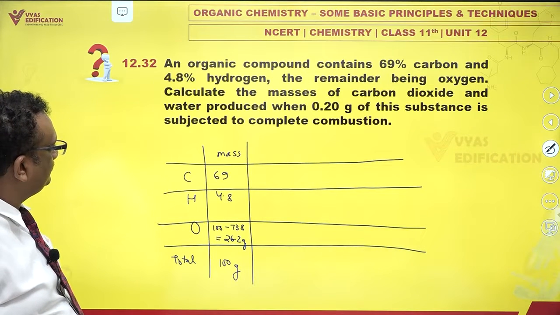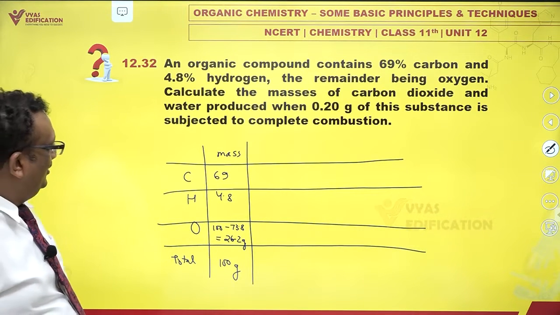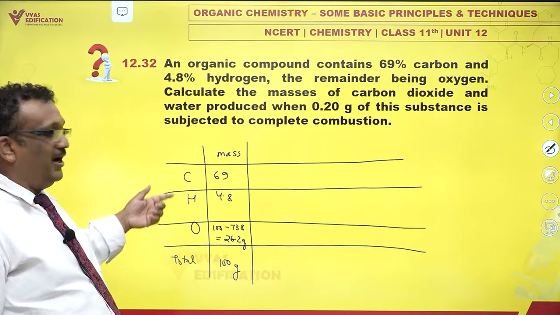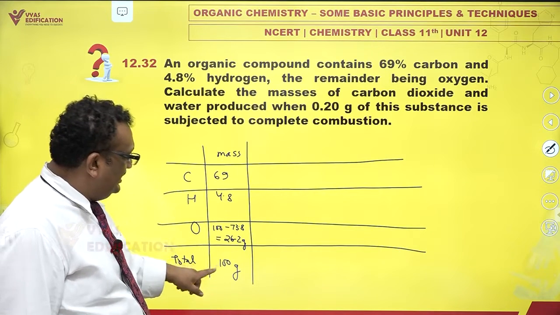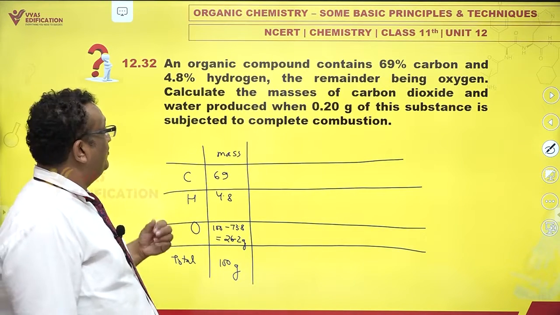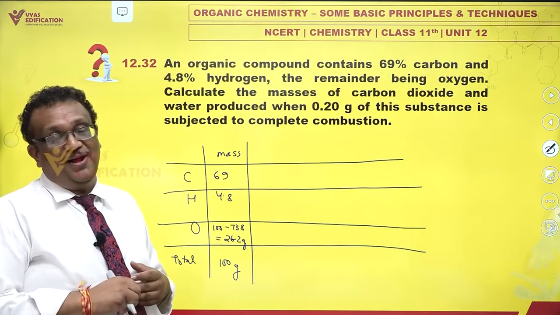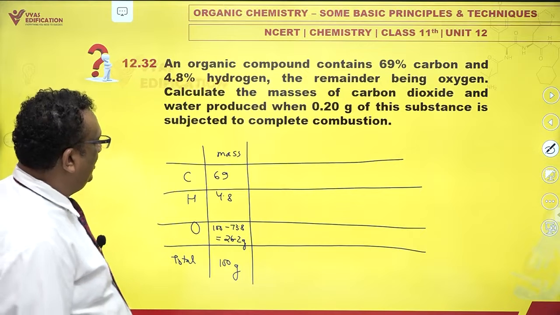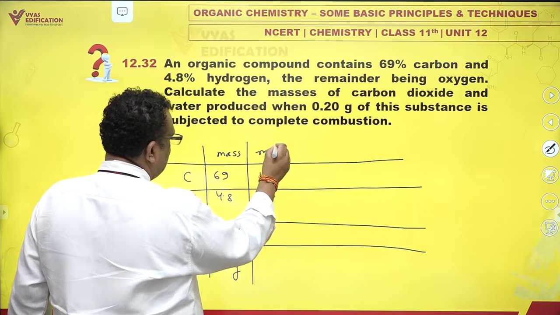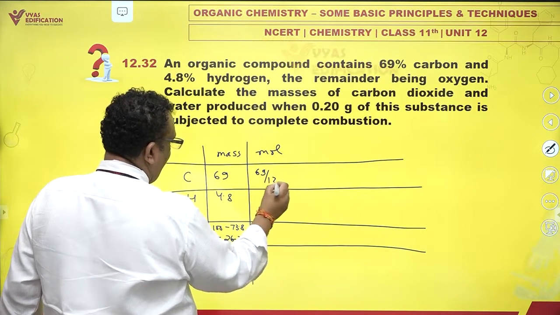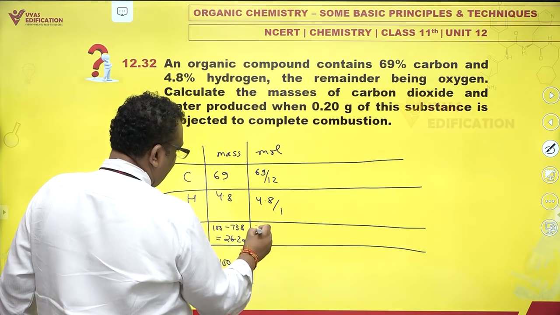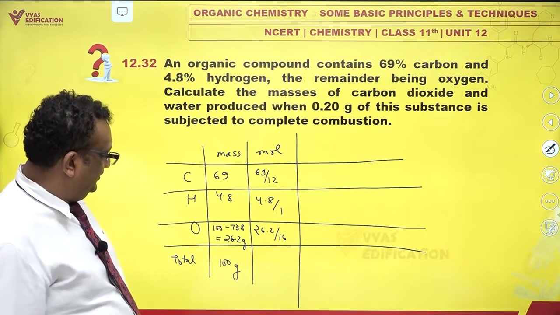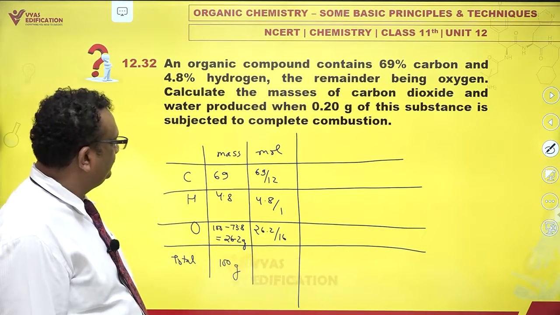Now, you would find that we have mass. If total 100 grams of compound has so much carbon and hydrogen, I could always calculate, instead of 100 grams, had I had only 0.2 grams of this substance, what would have been the mass of carbon or hydrogen here? Could I have done that? Yes, let's try. Can we take moles? Yes. 69 by 12, 4.8 by 1, 26.2 by 16. I don't think we need oxygen, but still, just for namesake, I've done that.